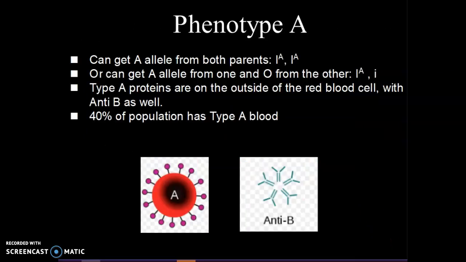Okay, so let's talk about blood type A. This is actually what I have. So there are two ways you can have type A blood. You can obviously receive an A from one parent and an A from the other. So that would be homozygous A. Okay, and the other way you can have A blood is to get an A from one parent and an O from the other. So here's what I want you to think about.